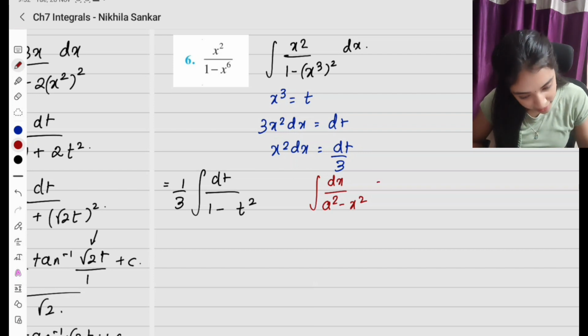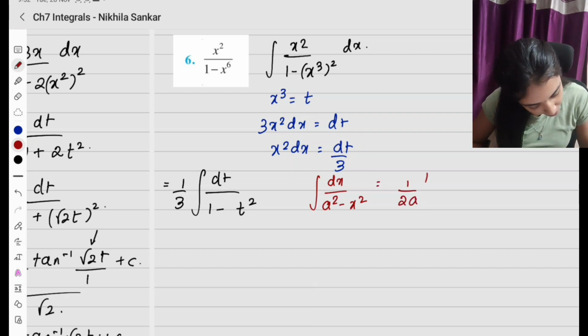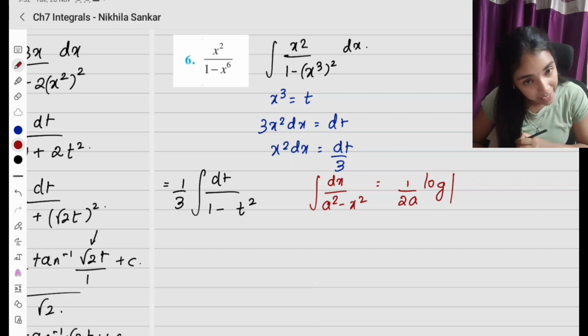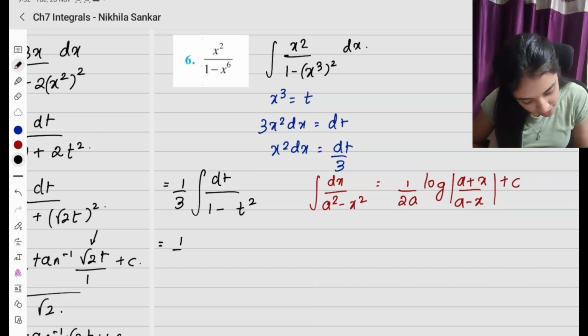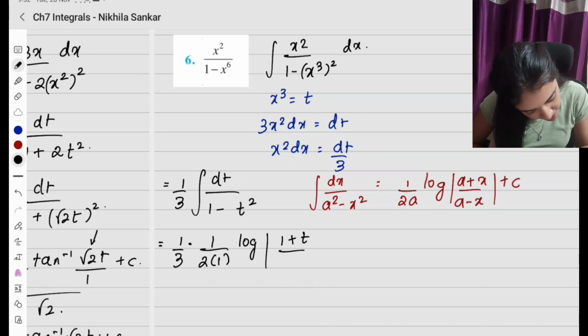So, this I can write it as 1 by 2a log mod a square minus x square க்கு numeratorல plus. So, a plus x, a minus x. Okay, plus c. So, இதுக்கு value substitute பண்ணா I'll have 1 by 3 is always there. 1 by 2a. So, which is 2 times 1 times log mod a plus x which is 1 plus t divided by 1 minus t plus c.